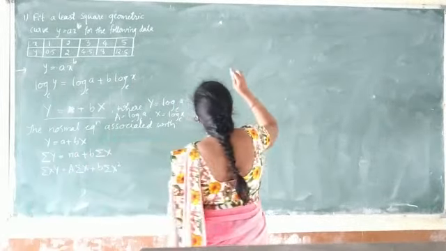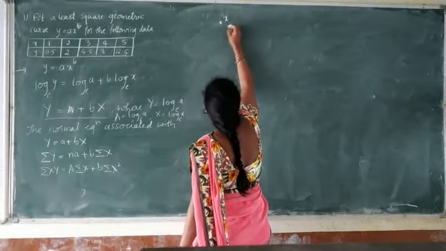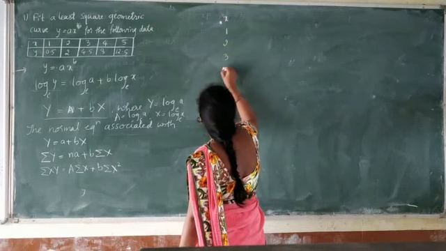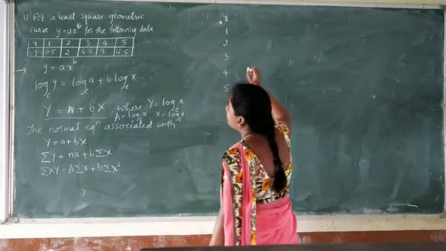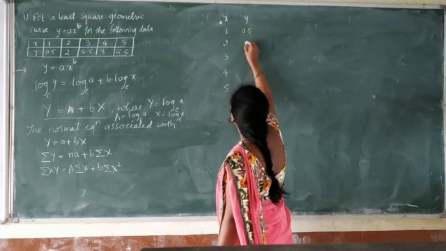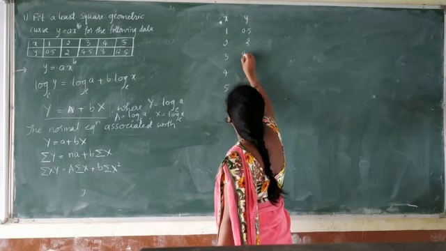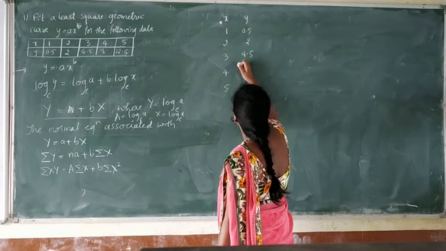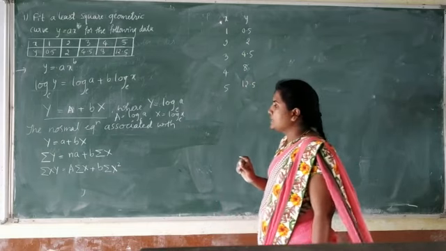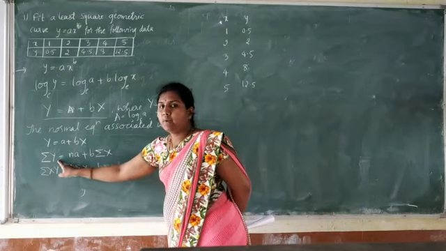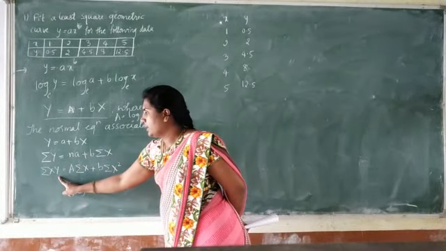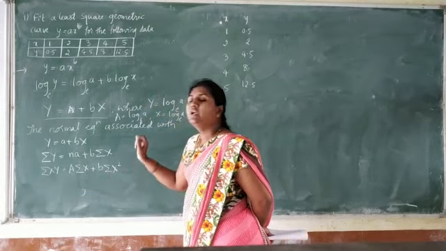Okay, let us write a table. Here they have given small x and small y. x is 1, 2, 3, 4, 5 and y is 0.5, 2, 4.5, 8, next 12.5. Here they are asking capital Y, summation of capital Y, summation of capital X, summation of capital XY, summation of capital X square.